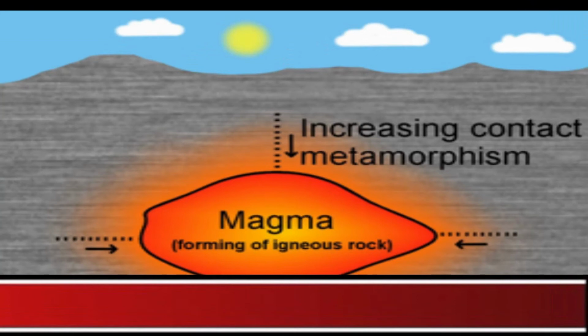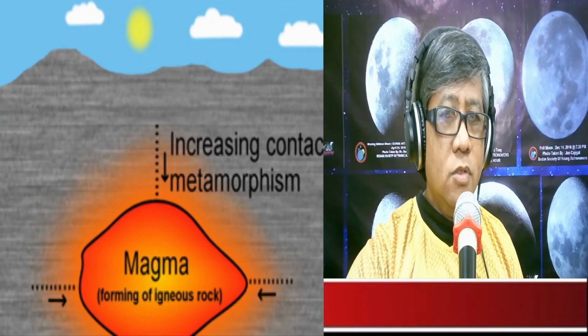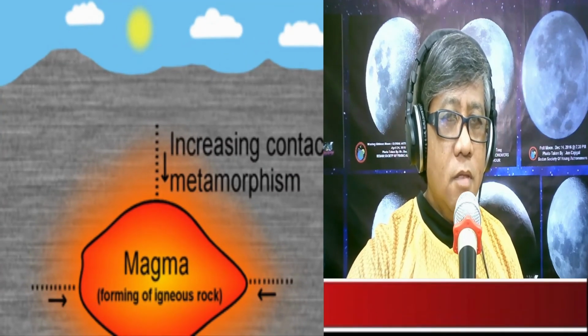Those rocks that are in contact with magma will experience an increase in temperature, and that increase in temperature will slowly change the composition of the rocks into metamorphic rocks. Hence, it is called contact metamorphism.